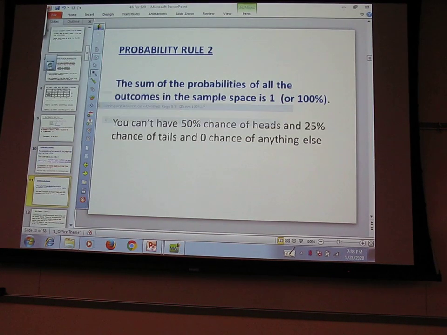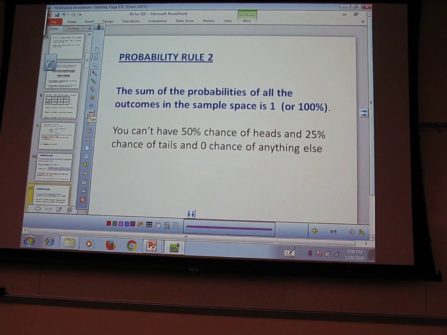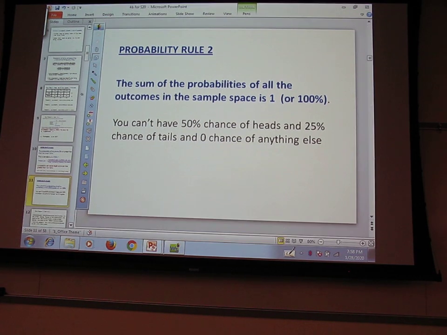Probability rule number 2. Angelo. The sum of the probabilities of all the outcomes in the sample space is 1, or 100%. You can't have 50% chance of heads and 25% chance of tails and 0% chance of anything else. Right? So we add up all the probabilities in the sample space, and it had darn well better equal 1.